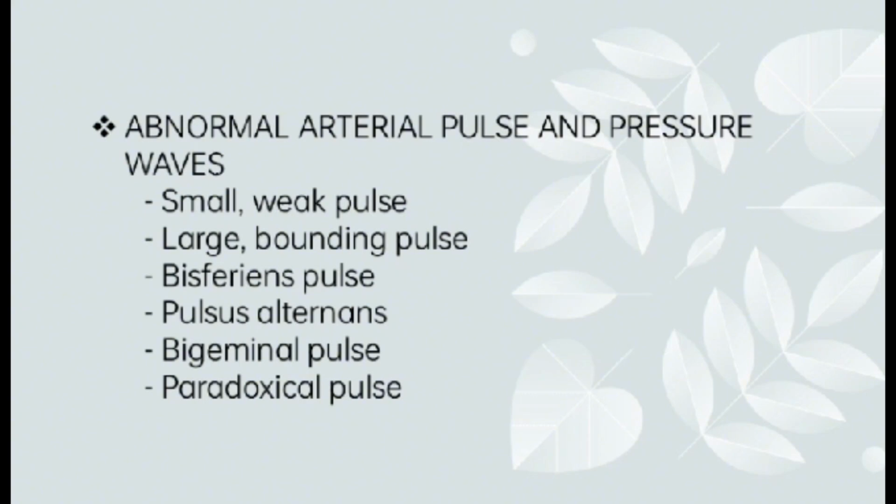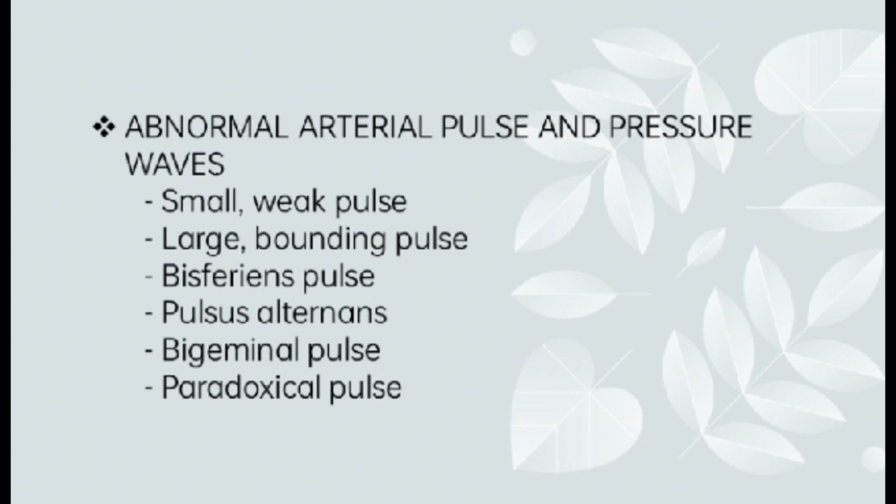Number three, we have the bisferiens pulse. It is a pulse with two palpable systolic peaks, often seen in aortic regurgitation or hypertrophic cardiomyopathy. Number four, we have the pulsus alternans. So this is the alternating strong and weak pulses, indicative of left ventricular failure or severe myocardial dysfunction.